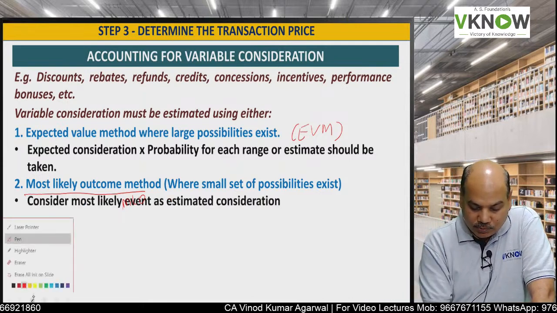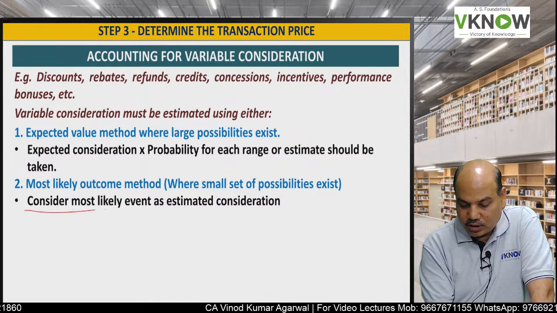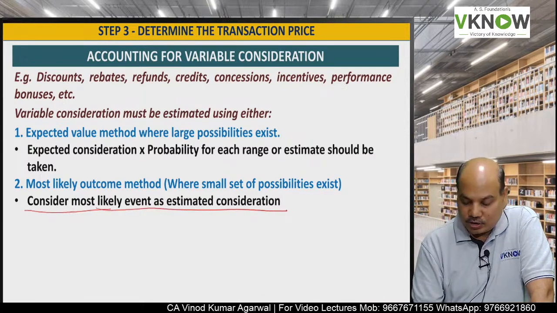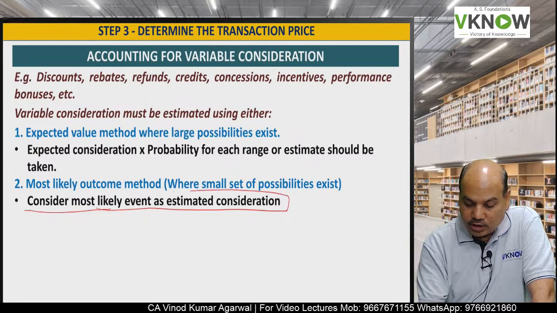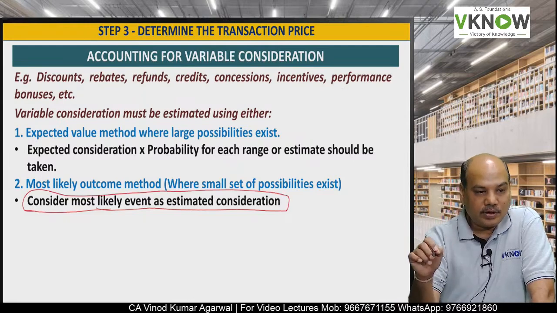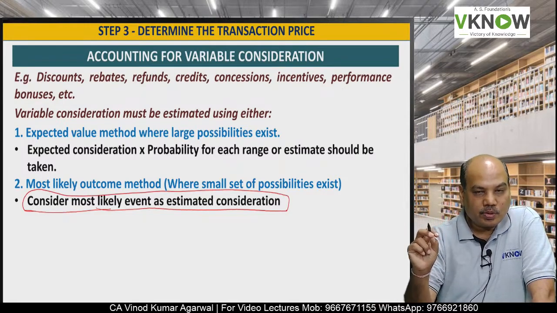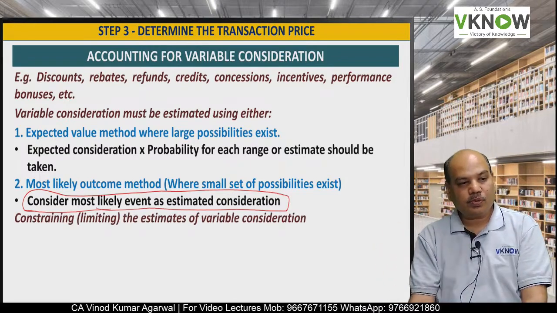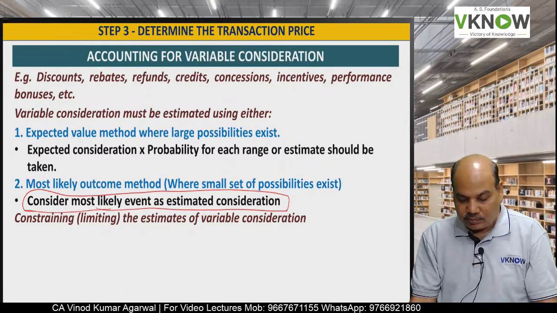When a small set of probabilities exist, then we'll consider the most likely outcome as the estimated consideration. So the one with the highest probability given will be taken.